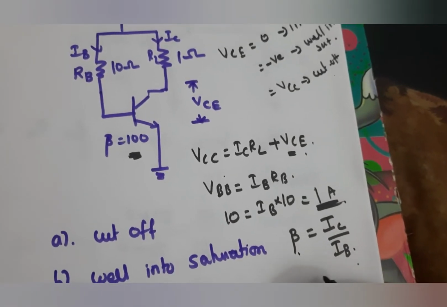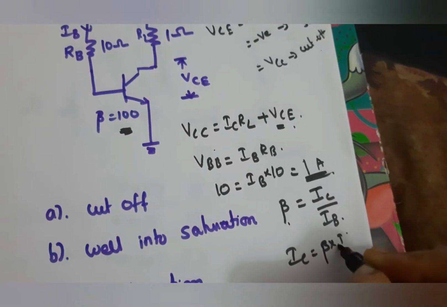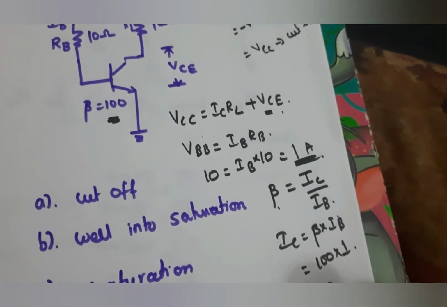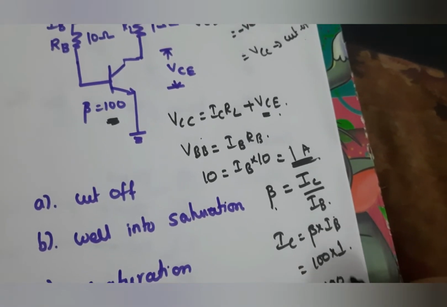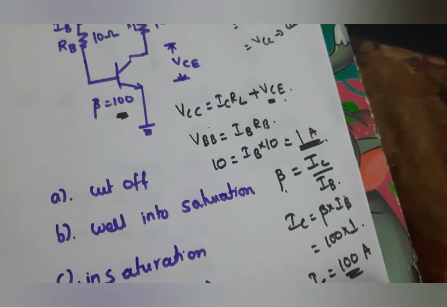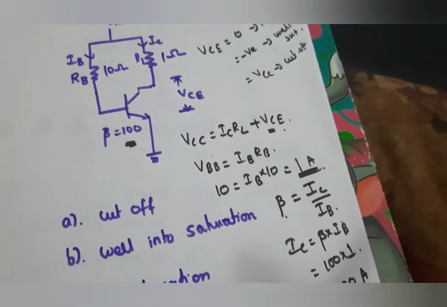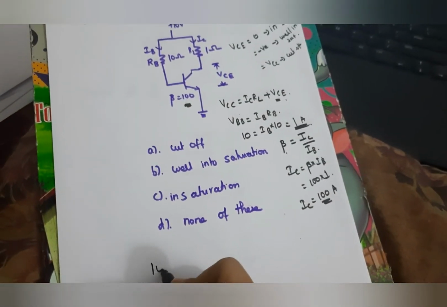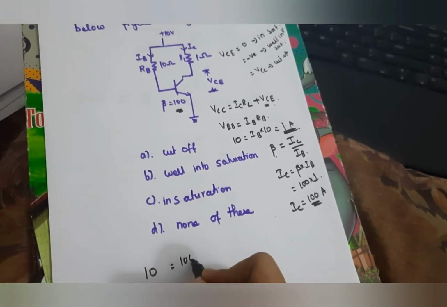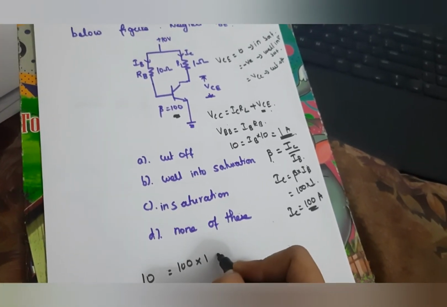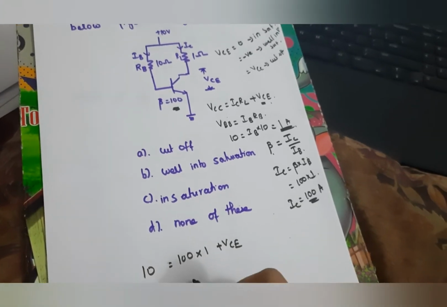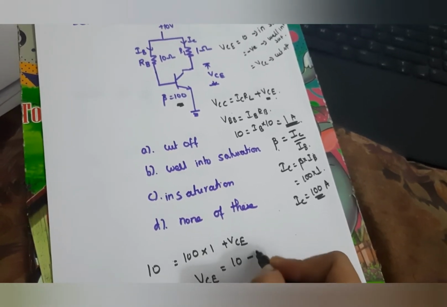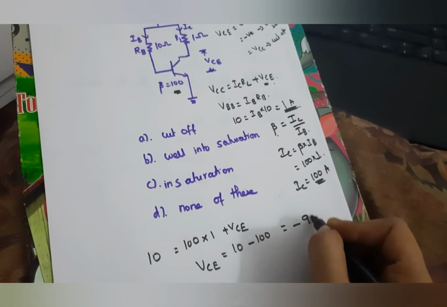So now we know beta and IB. IC is equal to beta into IB. Beta is 100 and IB is 1, so IC is equal to 100 amps. So now we get the IC value. Put all the values in that equation: VCC is 10 volt, IC is 100 amps, RL is 1 ohm, plus VCE. VCE now becomes 10 minus 100. So the answer is minus 90.